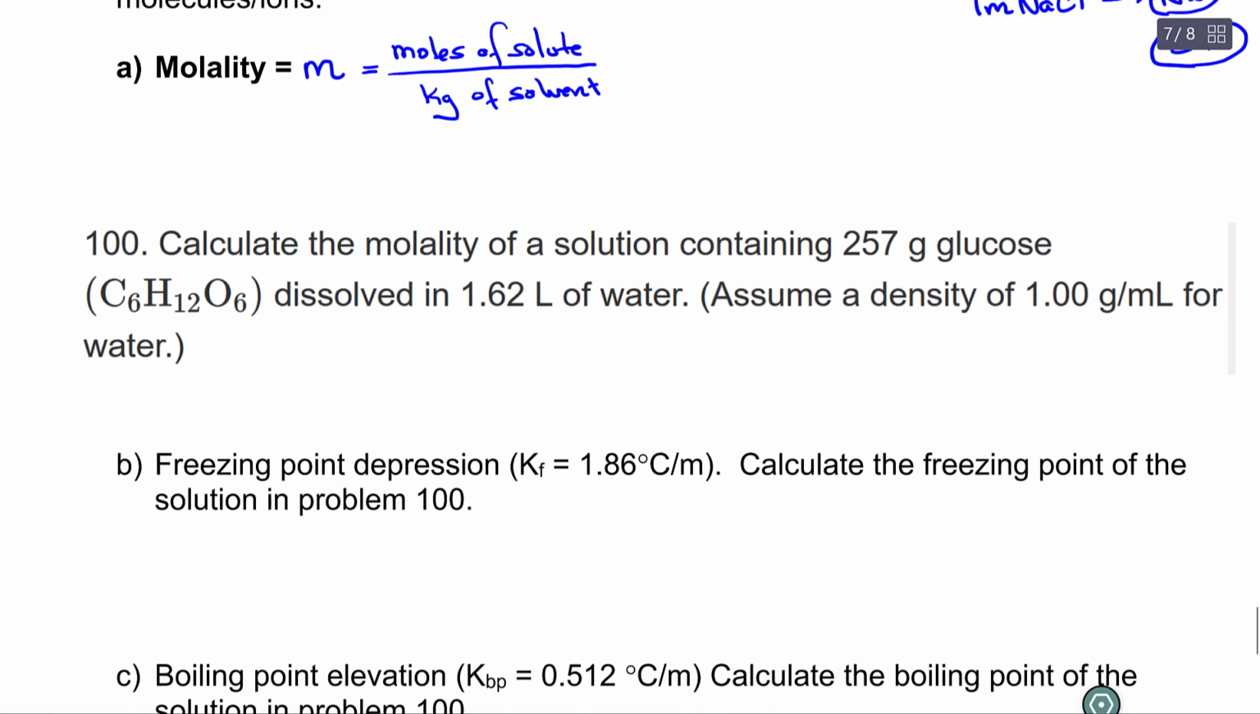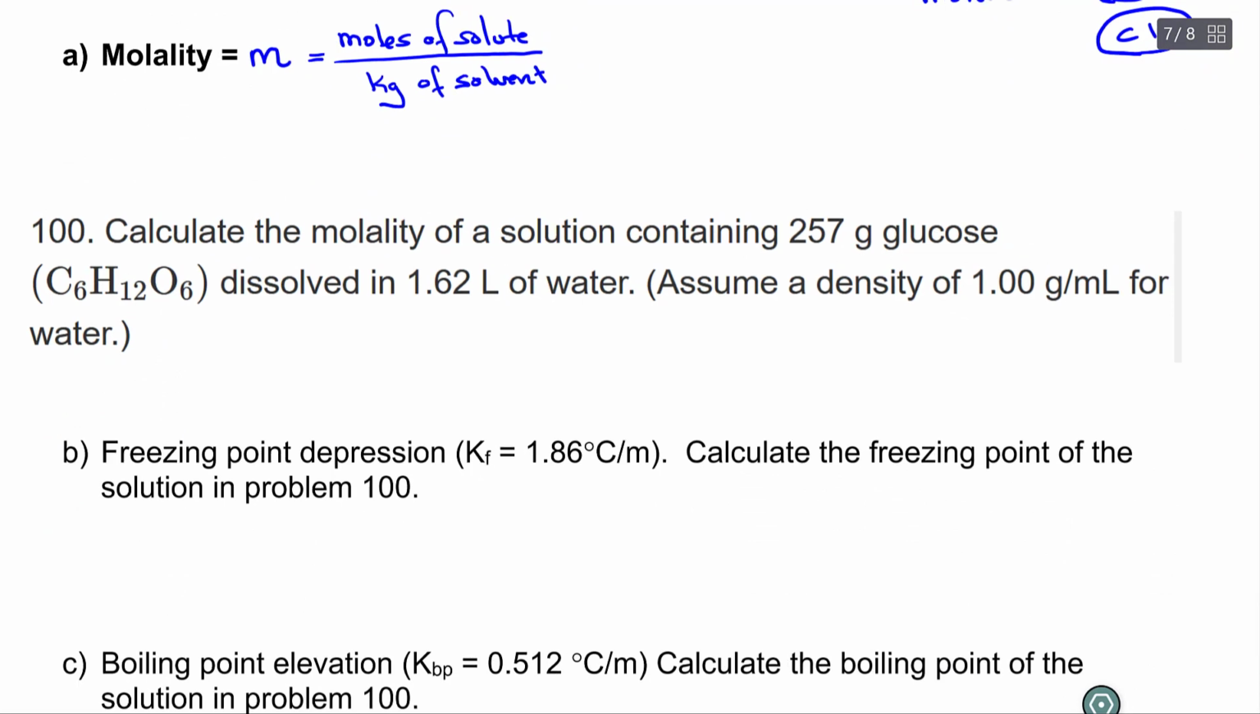So let's go ahead and calculate the molality of glucose. Glucose is a molecular compound, by the way. And to calculate molality, m is equal to moles per kilogram. And it says calculate the molality of a solution containing 256 grams of glucose and 1.62 liters of water. And then it says assume the density of 1 gram per milliliter.